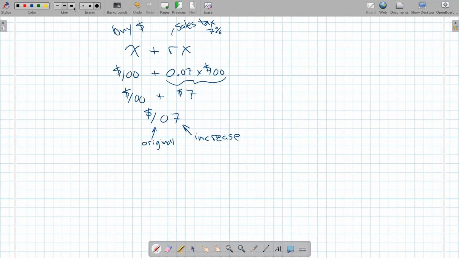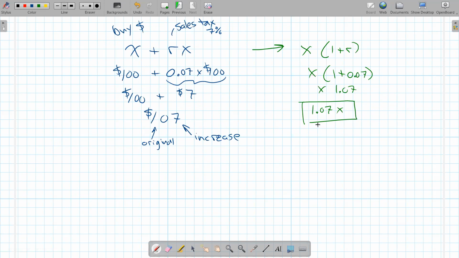And if I think about this in the factored form we looked at earlier, I can factor out the x. That's going to leave a 1 plus r behind. The 1 is my 100%, what I started with. The r is the increase. So in this case, I would have x times 1 plus 0.07. 1 plus 0.07 is 1.07. And often when we multiply by our variable, we write the number first. So 1.07x would be a shortcut for doing that. So then anytime I want to buy something, if I just multiply by 1.07, that's going to tell me what I actually pay.